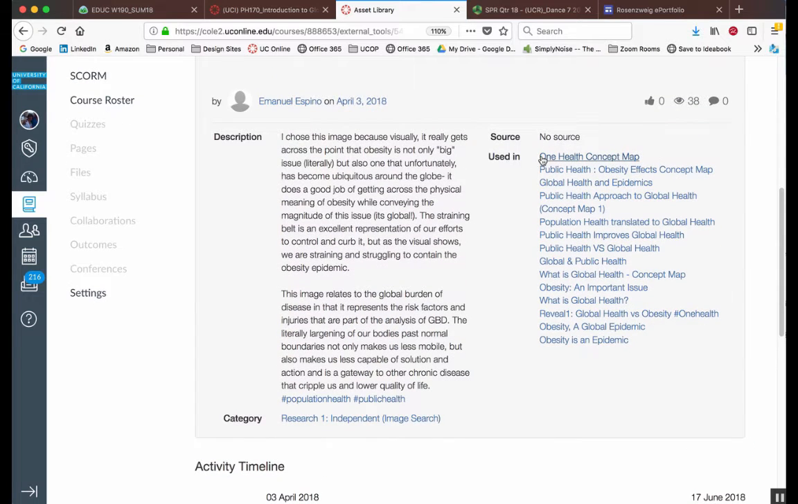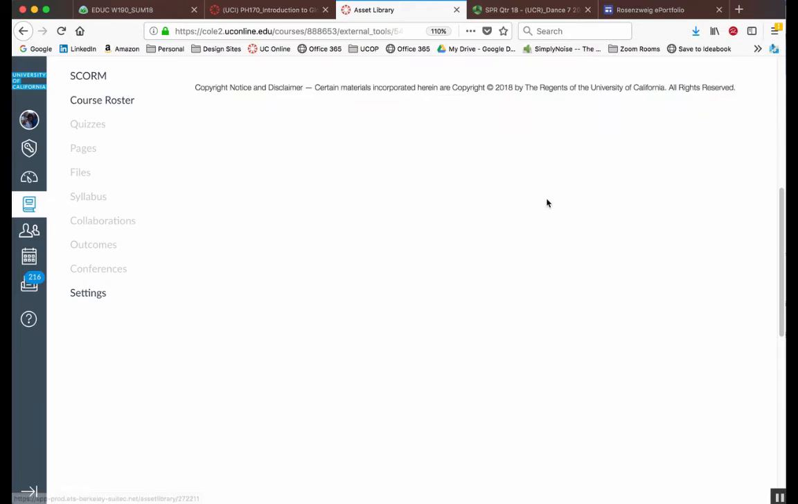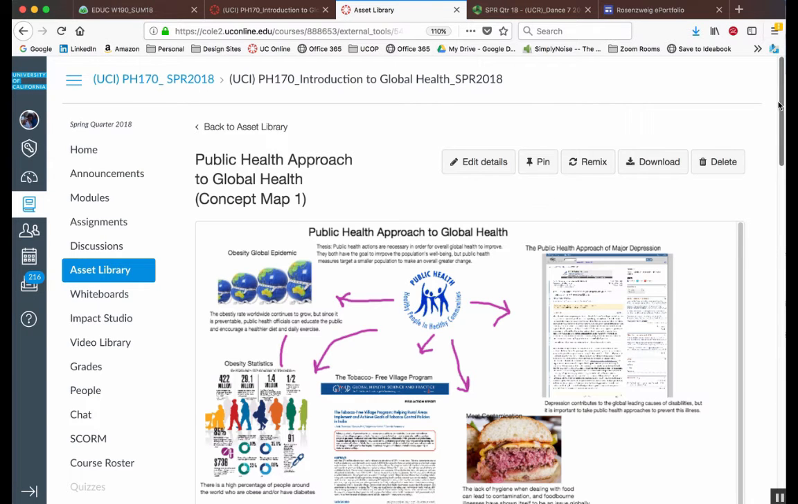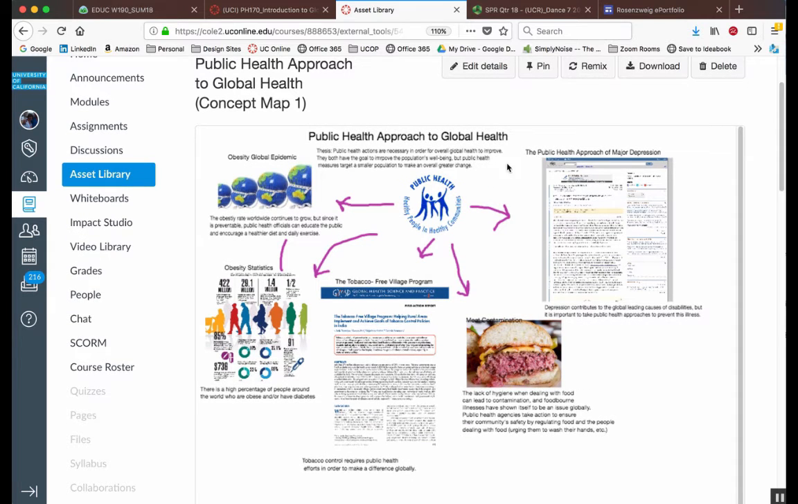And then over time, the asset library, this application, shows when and how their contribution to this assignment was used in other assignments that came. And then the other assignments that students use these assets in are concept maps. So here's a concept map that someone else made, and it has images and articles from the asset library that answer the question, what approach should be taken to resolve this global health issue? And so you can see that this image was then used by a different student in their concept map representation of that question.